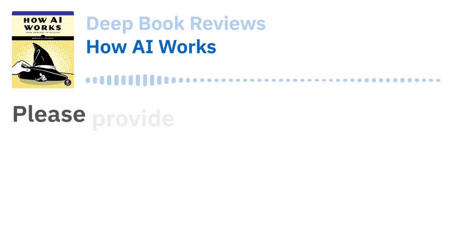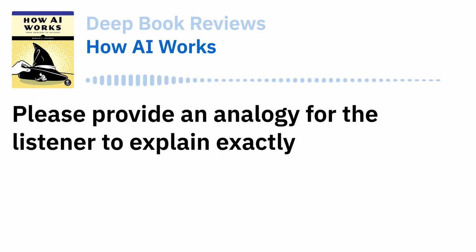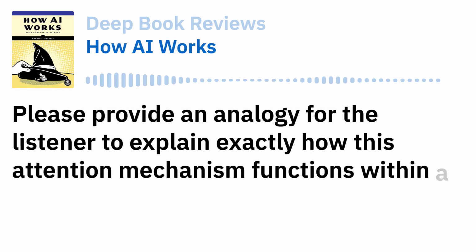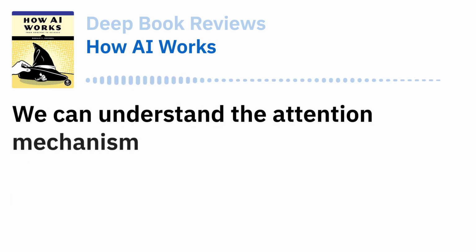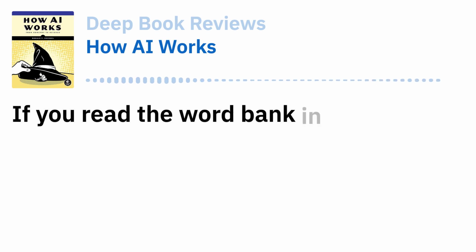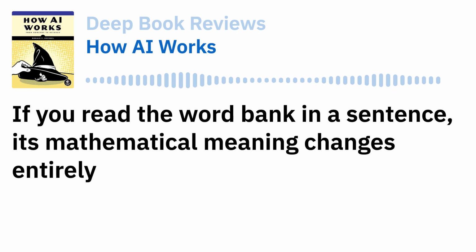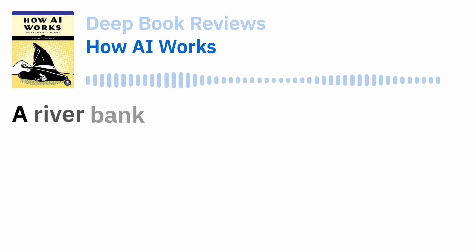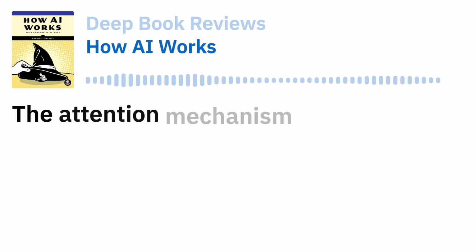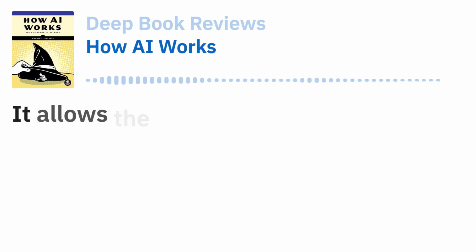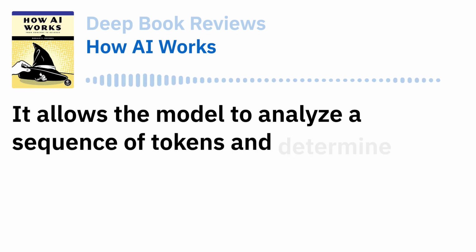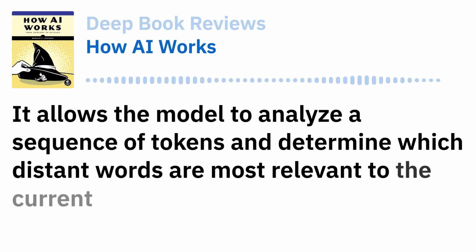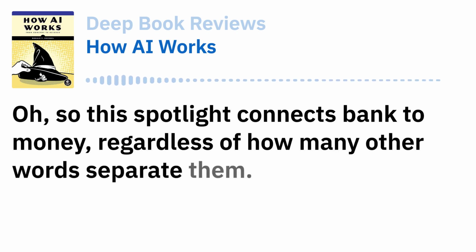It really did. Please provide an analogy for the listener to explain exactly how this attention mechanism functions within a sentence. Sure, we can understand the attention mechanism by looking at the word bank. If you read the word bank in a sentence, its mathematical meaning changes entirely depending on whether the word river or the word money appears elsewhere in that same sentence. Right, a river bank versus a financial bank. Exactly. The attention mechanism acts like a mathematical spotlight. It allows the model to analyze a sequence of tokens and determine which distant words are most relevant to the current word being processed. Oh, so this spotlight connects bank to money, regardless of how many other words separate them. Yes, this creates a deeply encoded mathematical context.